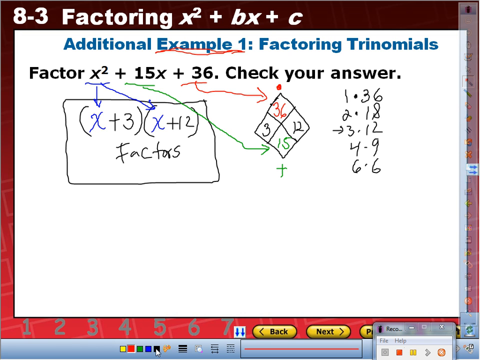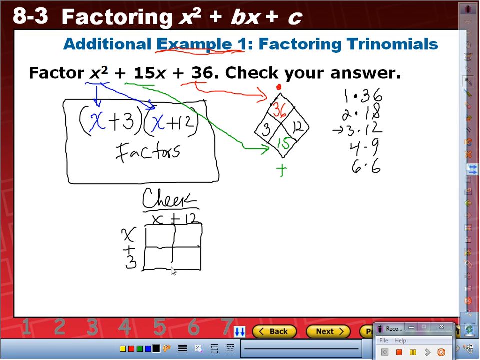Step 6, check. Now this is going to look very familiar. Check this out. I have a binomial, another binomial. How can I check? Area model. Yay! X plus 3, X plus 12. Hence, if you remember these. Of course, we've been seeing them all year, right? There we go. Draw your line across, line down.